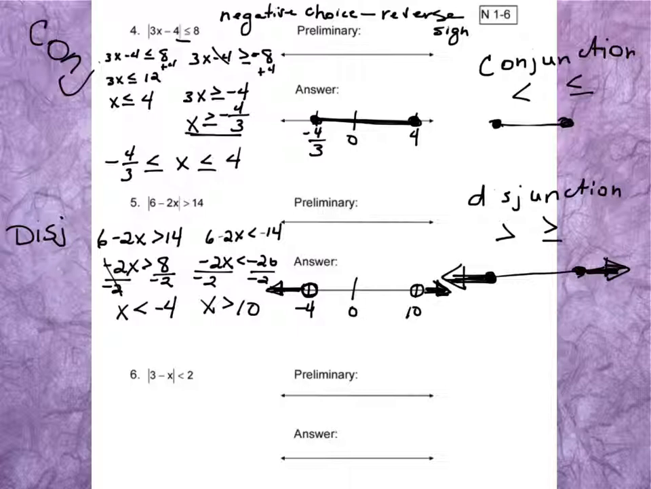So this does graph as a disjunction. The arrows point away from each other. Now on your answer, you need to have two equations for a disjunction, and you need to have the word or between them. So this final answer will be written x is less than negative 4 or x is greater than 10.